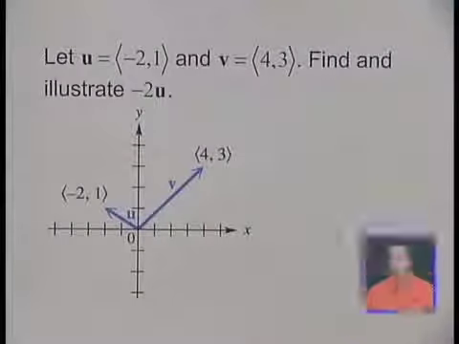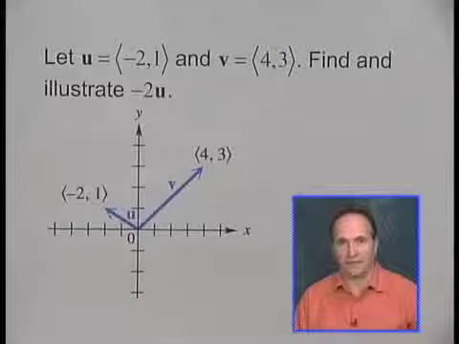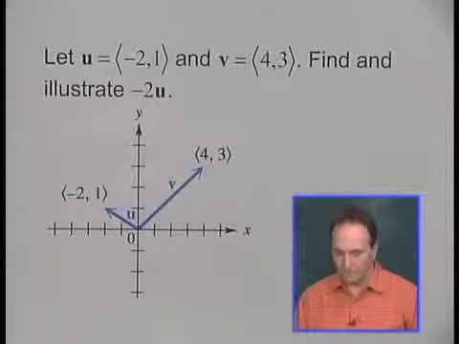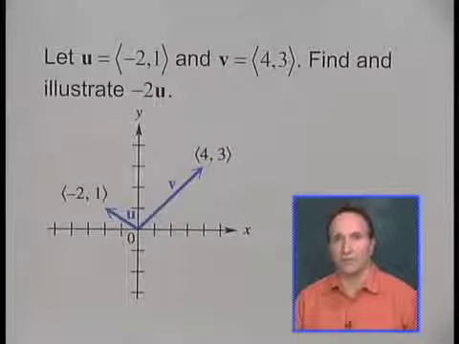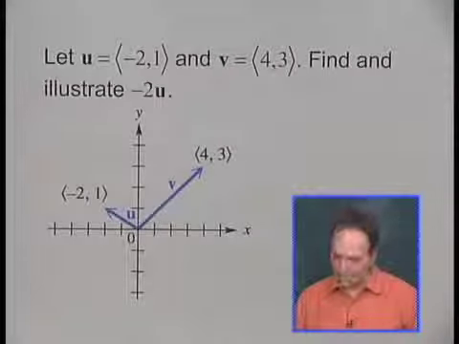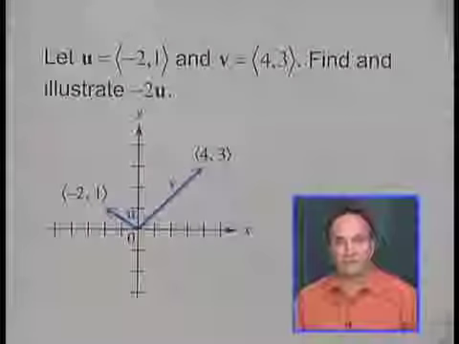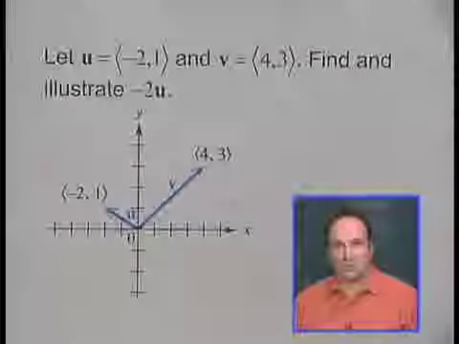Let's look at another example in which we find vectors. Let u equal the vector negative 2 comma 1 and vector v equal 4 comma 3. We want to find and then illustrate negative 2 times vector u.